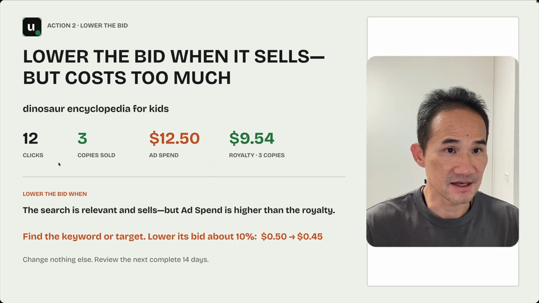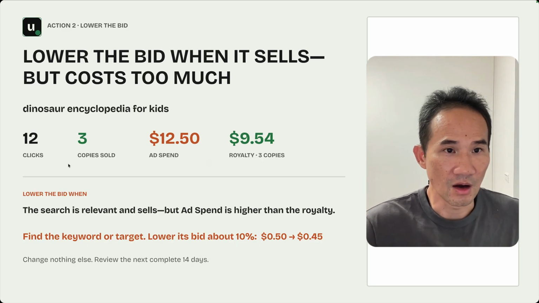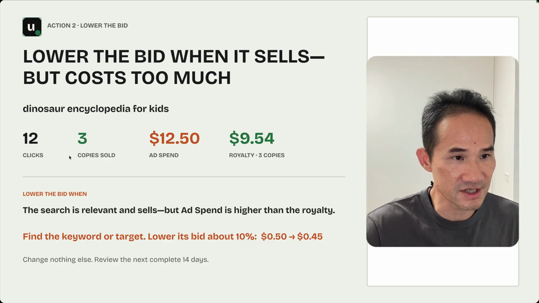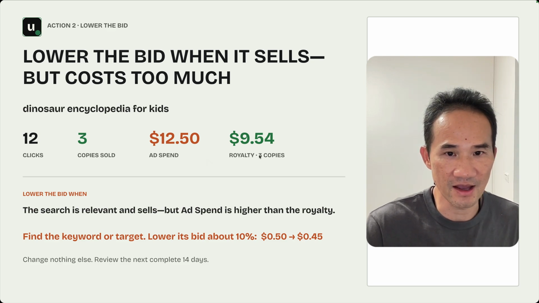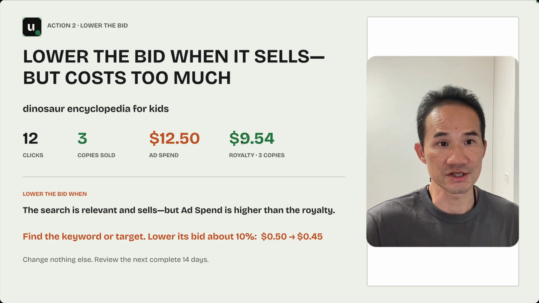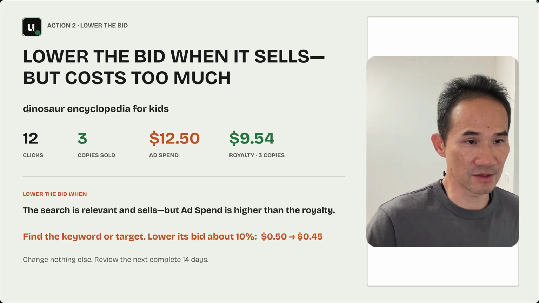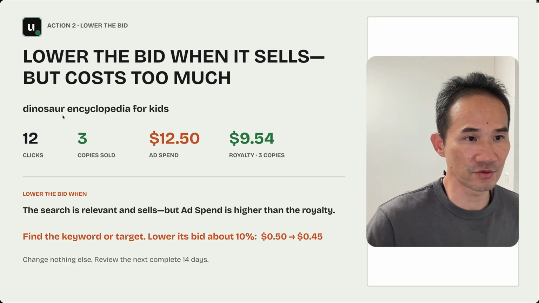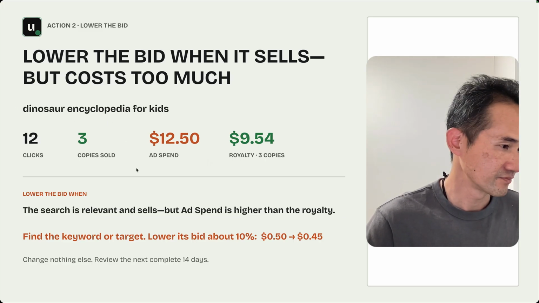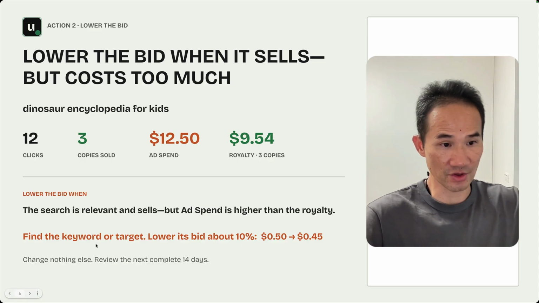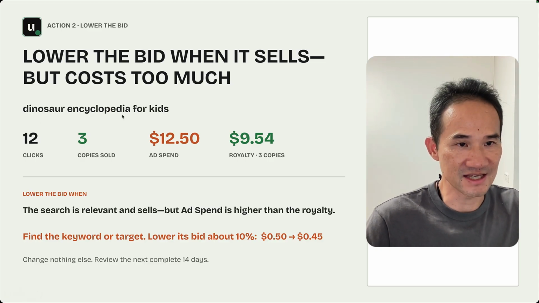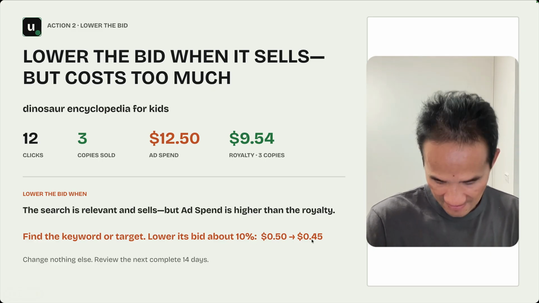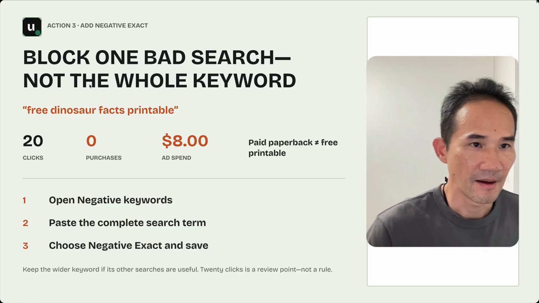Next, you may want to lower your bid when the cost is too high. For example, you got 12 clicks and 3 copies, pretty good. Your conversion rate is pretty high, right? But the ad spend is very high, larger than your royalties. So for these keywords, you want to lower the bid, because the keyword that generated this search term might have a bid that is too high. Find the keyword or the target and lower the bid by about 10%, for example, from 50 cents to 45 cents.